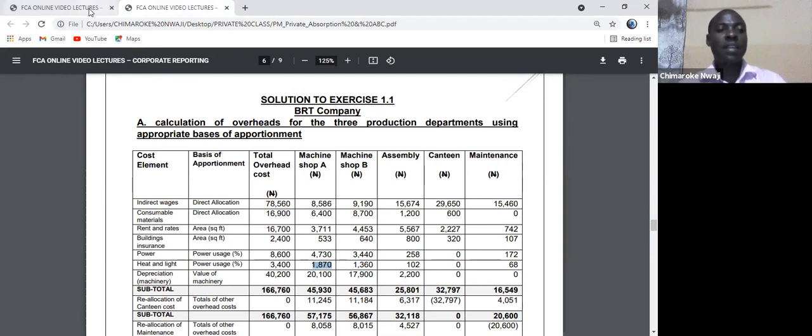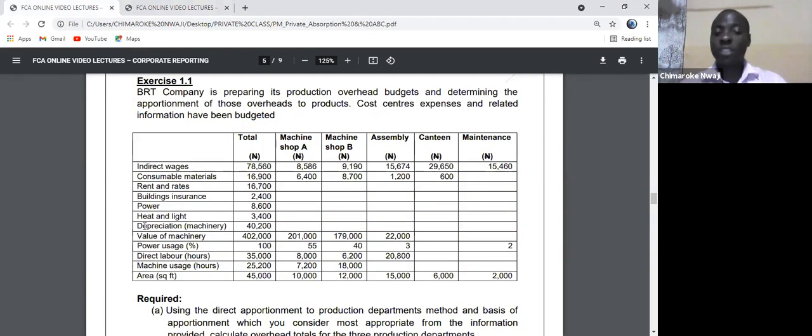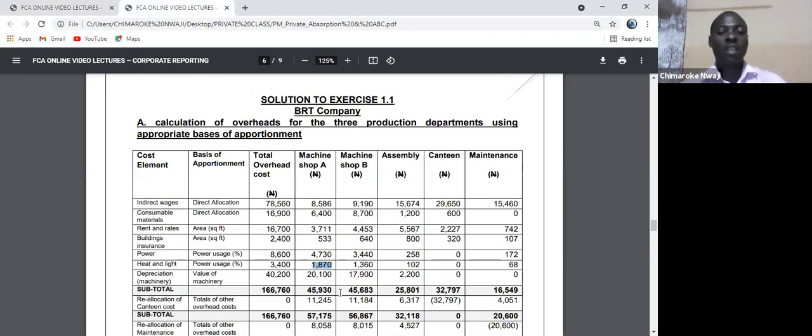Then the next thing here is depreciation of machinery. I will simply use value of machine as my basis of apportionment. So for machine A, I'll simply say 201,000 divided by 402,000 multiplied by 40,200, and that gives me 20,100. That is how I got my 20,100.